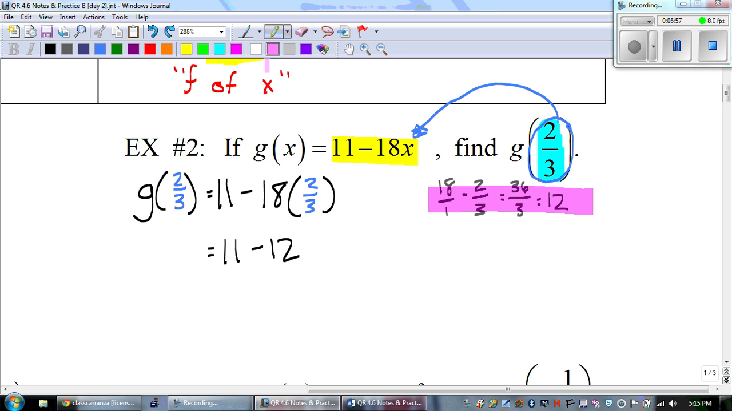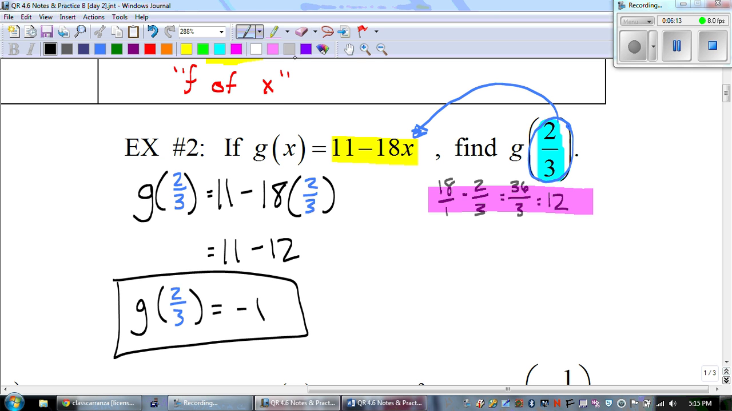So 11 minus 12. Well, what's 11 minus 12? That's right, it's -1. So g of 2/3 equals -1. And we stop. Nothing else.